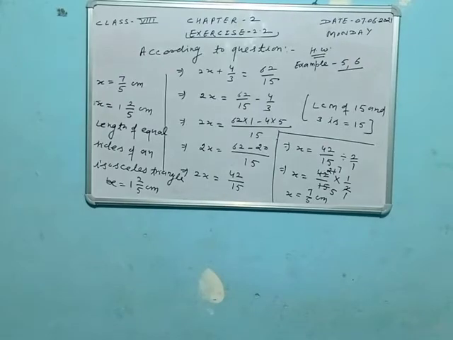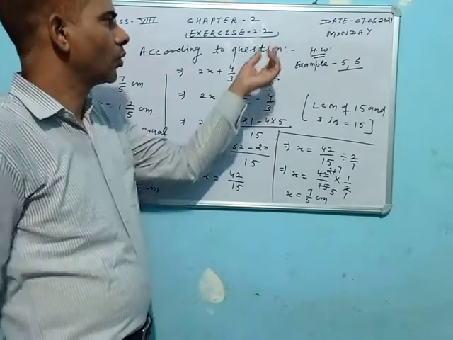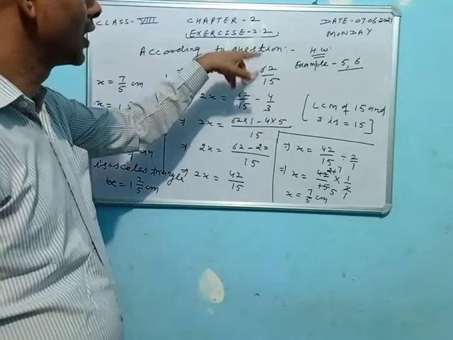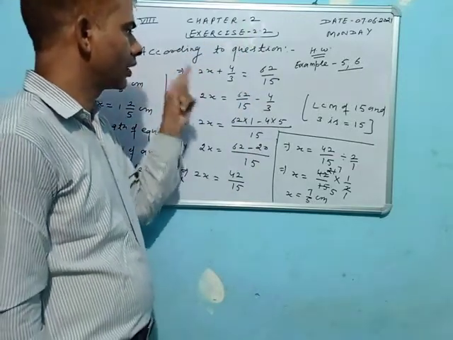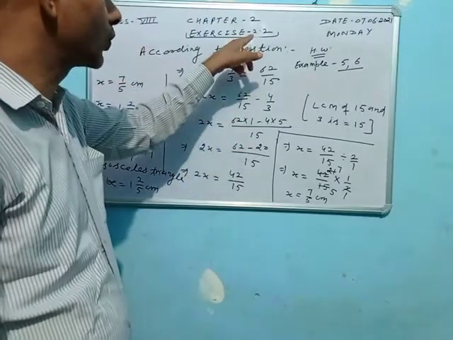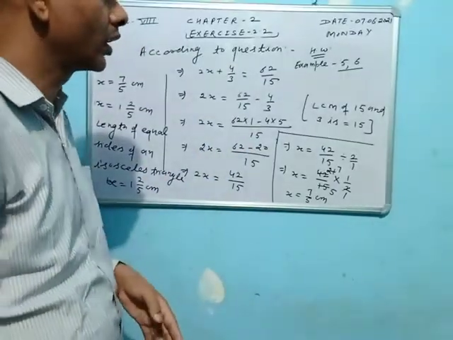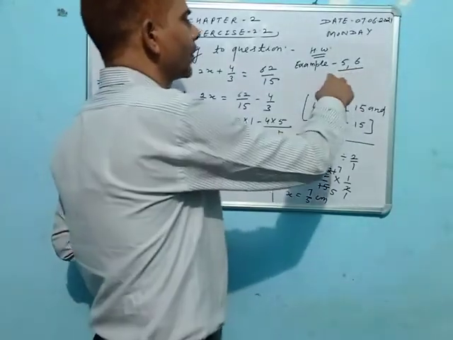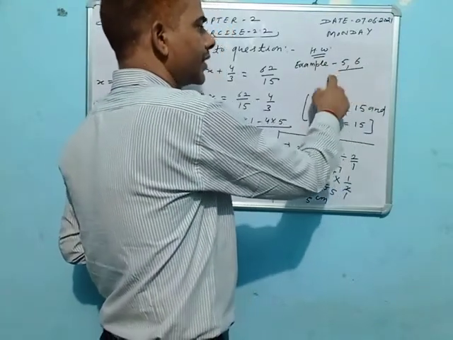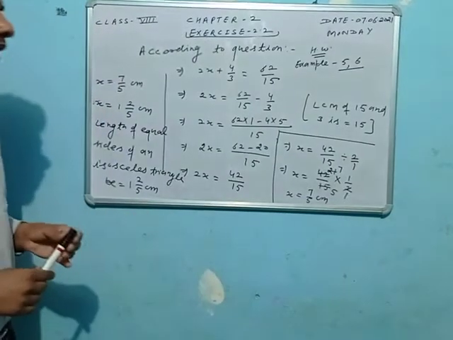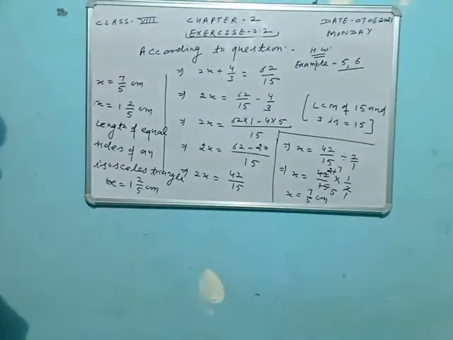Students, in homework you have to complete question number 1, 2, 3 of exercise 2.2 in your fair notebook, and you also have to complete example number 5 and 6 in your fair notebook. Okay student, thank you.